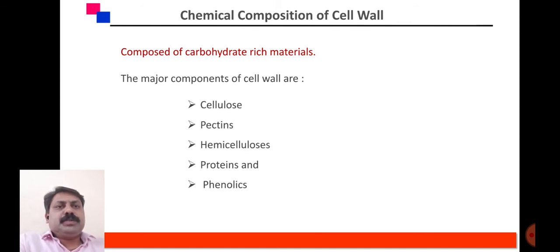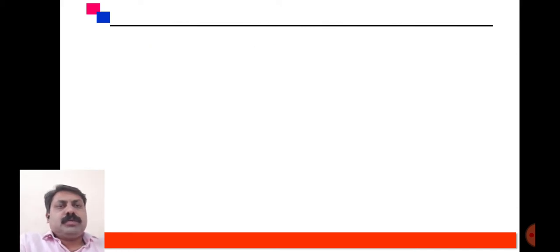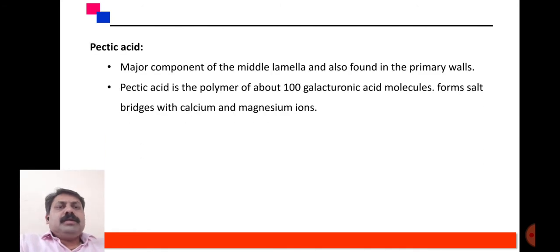This is the chemical composition of the cell wall. As we have discussed, the cell wall has a major composition of carbohydrate. The major component is carbohydrate, and components like cellulose, pectins, hemicellulose, proteins, and sometimes phenolics are also there in the cell wall. Each of these chemical substances has its role.